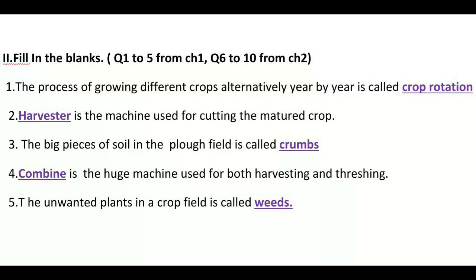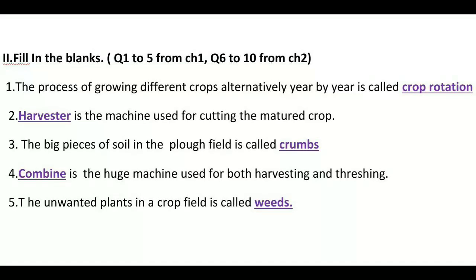And the third question, the big pieces of soil in the plowed field are called dash. See, after loosening and turning the soil, some of the big pieces of soil may remain in the plowed field, isn't it? Those big pieces of soil are called crumbs, and they should be leveled because crumbs will disturb the growth of plants, so they have to be broken and leveled by using a tool called a leveler.